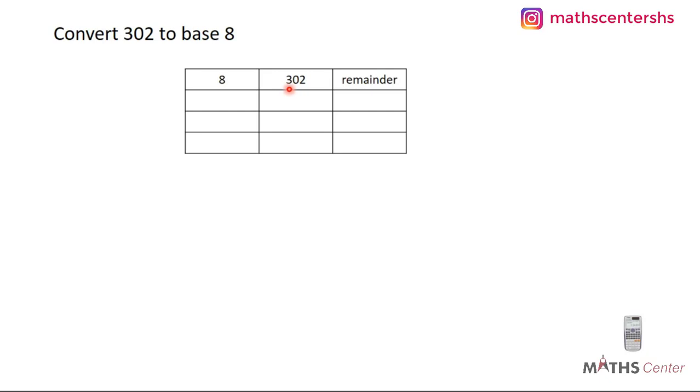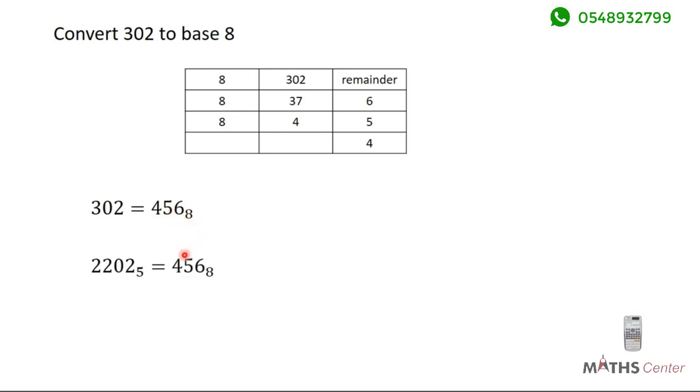If you convert 302 to base 8, first you divide 302 by 8. That will give us 37 and a remainder of 6. You divide 37 by 8 again, you are getting 4, a remainder of 5. Now since 4 is smaller than 8, you write it here as our last number. So we have 4, 5, 6. So if you convert 302 to base 8, you have 456 base 8. So we can say that if you convert 2202 base 5 to base 8, you have 456 base 8.